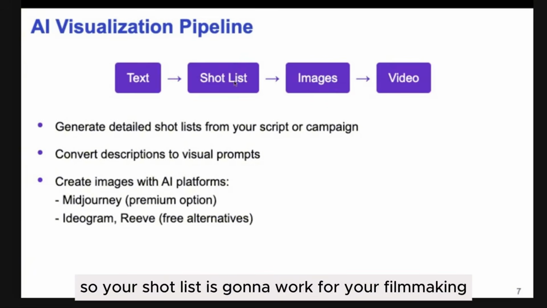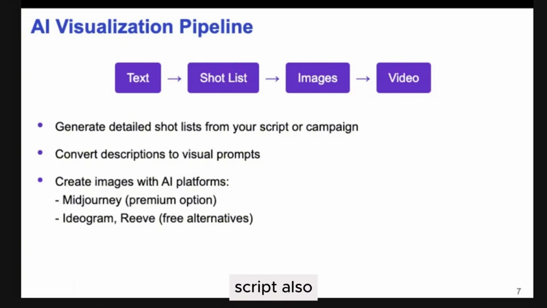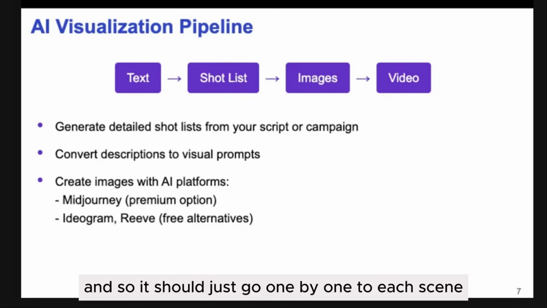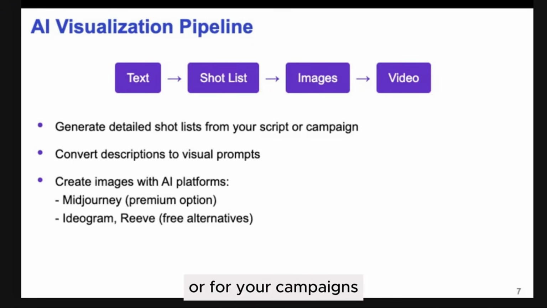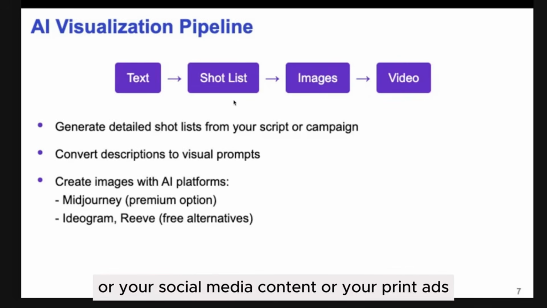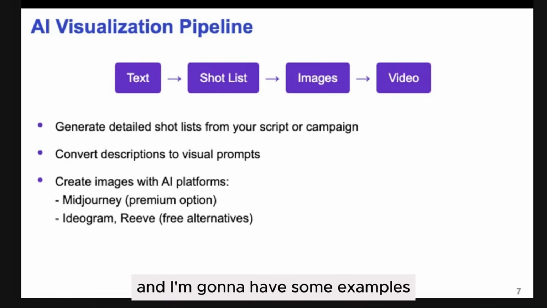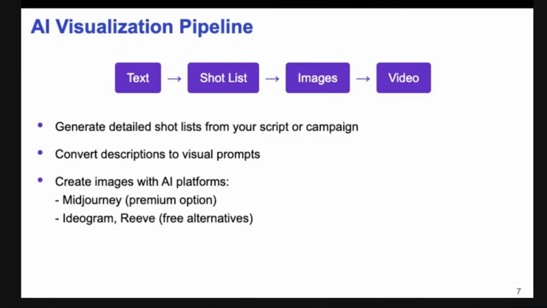So your shot list is going to work for your filmmaking script also. Your script is already written, so it should just go one by one to each scene, or for your campaigns, your social media content, or your print ads, it's going to go one by one based off of the campaign. And I'm going to have some examples to showcase that to you.